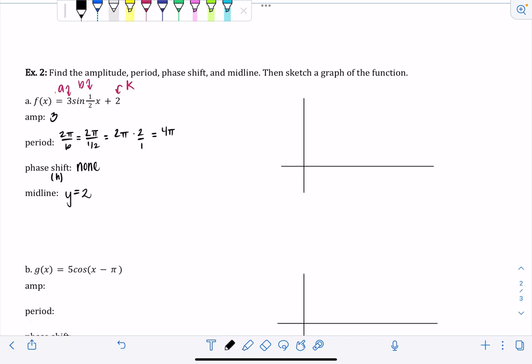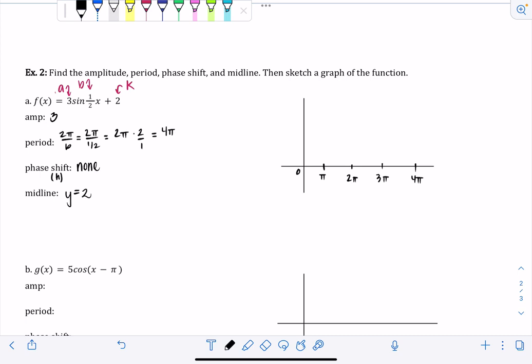Okay, so period is 4 pi. So we're going to go from 0 to 4 pi, and then we're going to separate that into fourths, which is easy because now we can just do 1 pi, 2 pi, 3 pi, 4 pi. So the halfway point is 2 pi. Halfway between 0 and 2 pi is pi. Halfway between 2 pi and 4 pi is 3 pi. And then our midline is y equals 2.